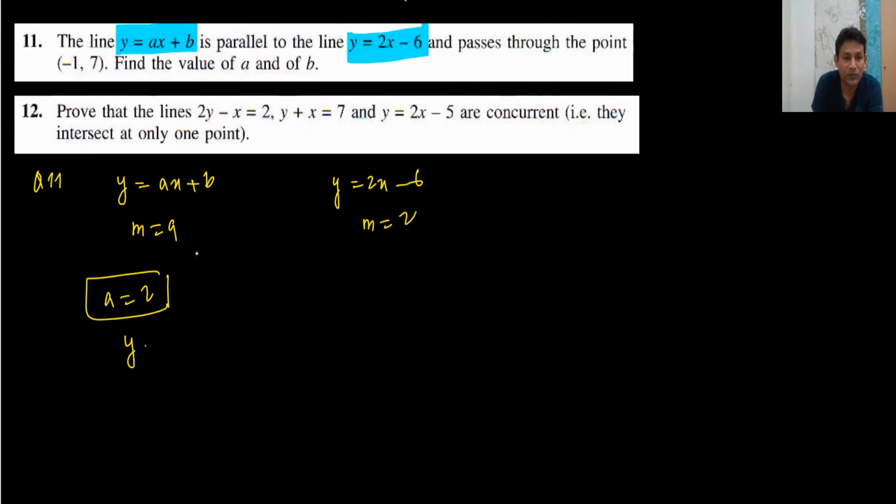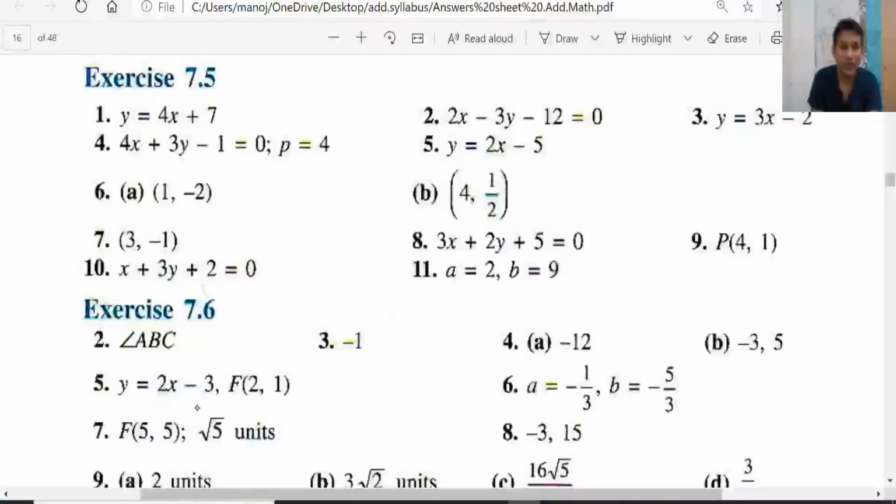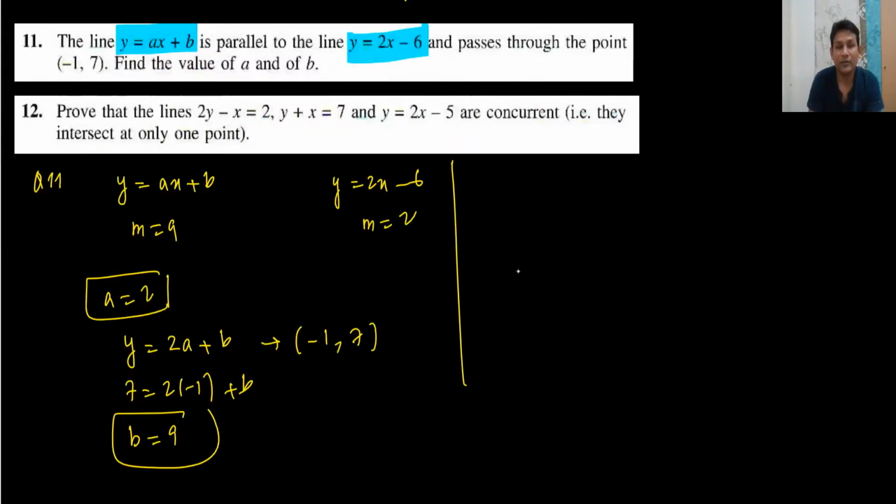So y is equal to 2x plus b. Now this line is passing through the point minus 1 and 7. I told you, when an equation is passing through a point, just put in the values. y is 7, equal to 2 times minus 1 plus b, and we can get the value: minus 2, so b is 9. We got the values of a and b. Check the answer: a is 2, b is 9. We have done it right. 2 and 9, good.